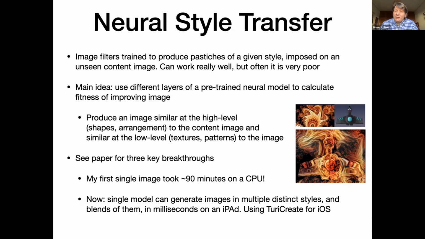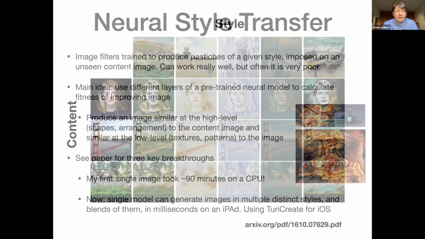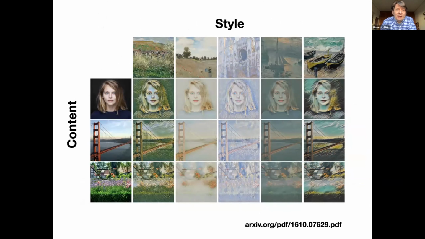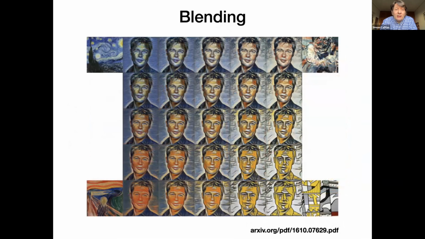But now you can train neural models to run in milliseconds on an iPad, and they can embed multiple distinct styles, as we'll see. This really does work. If you look at the style images across the top and the content here, you'll see that it does indeed transfer the style in a certain way. And the blending does work. So you can blend styles within a single model now. So this is a single trained neural model with 4 styles in the top 4 corners. And you can see you can interpolate over this picture of the lovely Brad to get the different styles out.